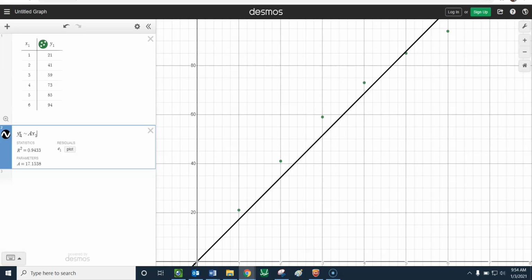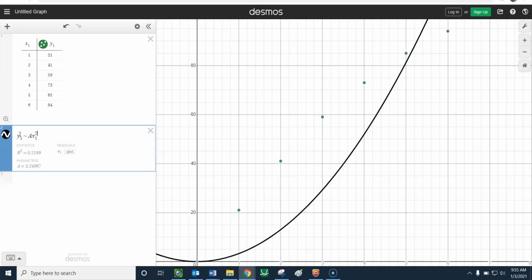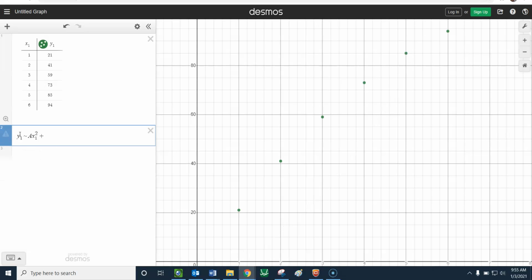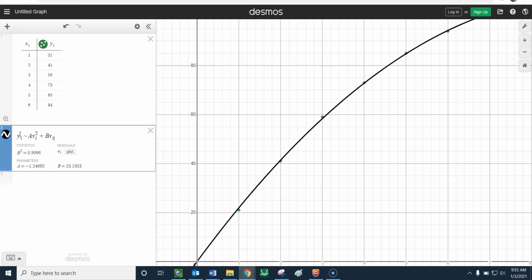Now we want squared. So I'm going to hit shift and 6. Shift and 6 brings it up there. Squared. We want it to be a quadratic. Whoa, that quadratic doesn't quite look right. That's because we're not done yet. A times x sub 1 squared. Next, plus bx. So plus capital B x sub 1. Ooh, now we're getting close.